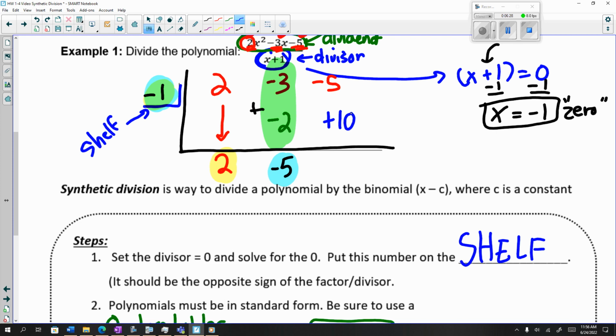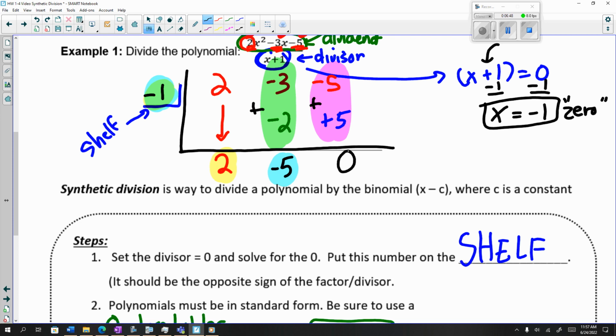Something went wrong here. What went wrong? -1 times -5. Duh. -1 times -5 is +5. There we go. Sorry, everyone. It happens. And then we're going to add down the column. So we're going to add -5 plus +5. What are we going to get? We're going to get 0.